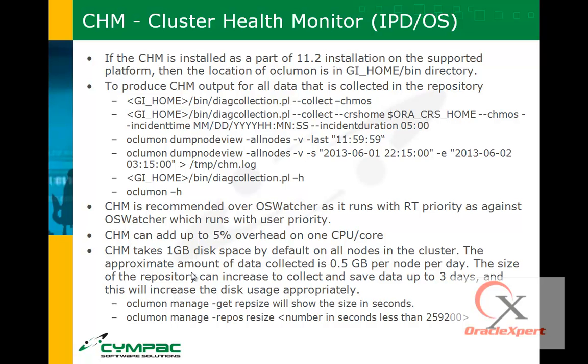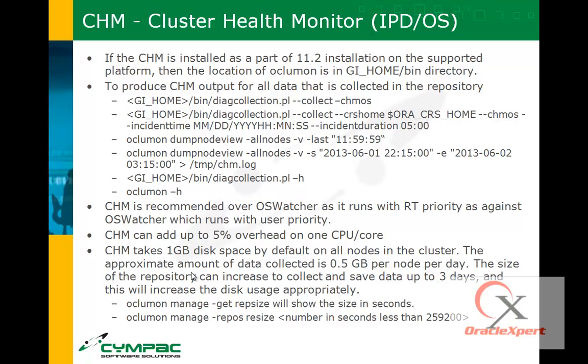Now here there is a small variation. -s is the start time and -e is the end time. So I am not saying from now past 12 hours. I am directly saying starting from this time to this time, scan all the operating system metrics collected by CHM and then produce me a readable output. You can also use the command grid home bin diagcollection.pl -h to obtain further help, or oclumon -h to obtain further help on how to use it for reporting purposes.